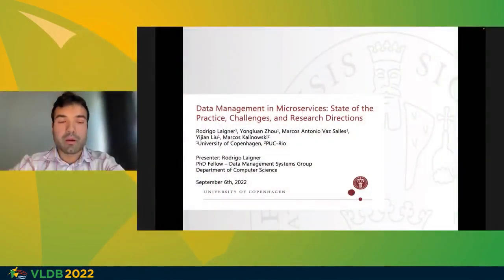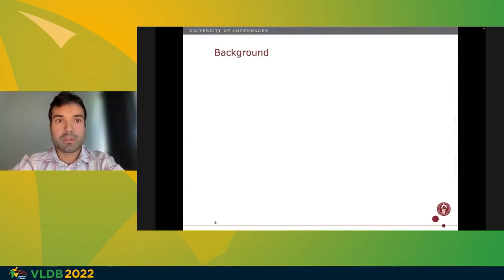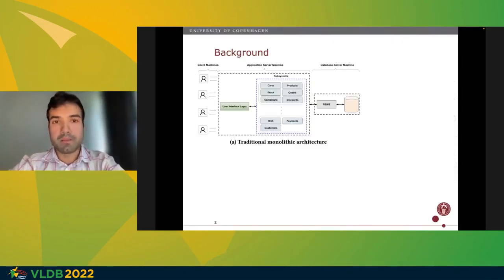Hi, hello everyone. My name is Rodrigo, and I will present today the paper Data Management in Microservices, State of the Practice, Challenges and Research Directions. This paper was written by me, my advisors Yongluan Zhou, Marcos Salles, Yijian Liu, and Marcos Kalinowski. Let's go first for a brief background.